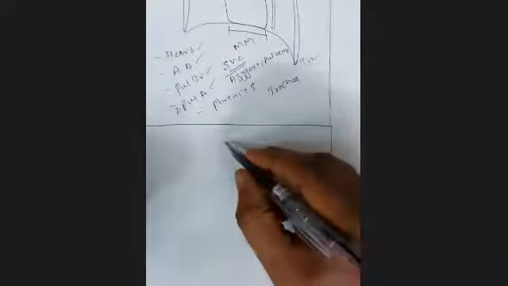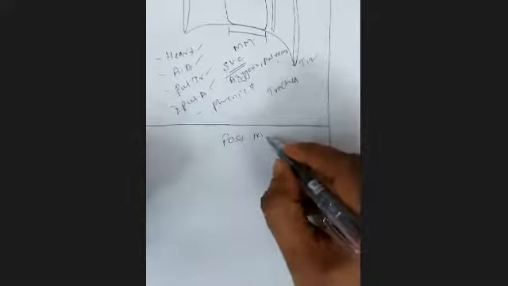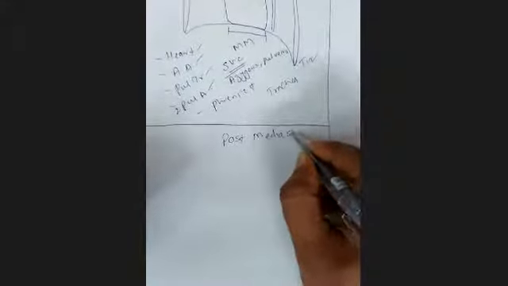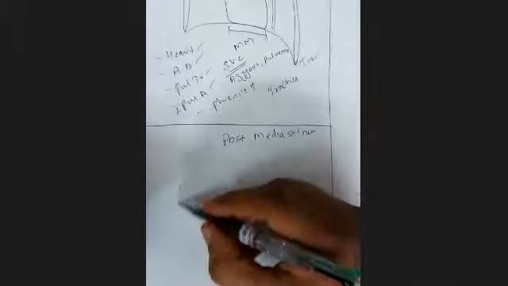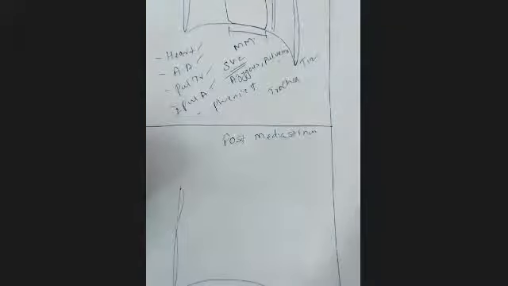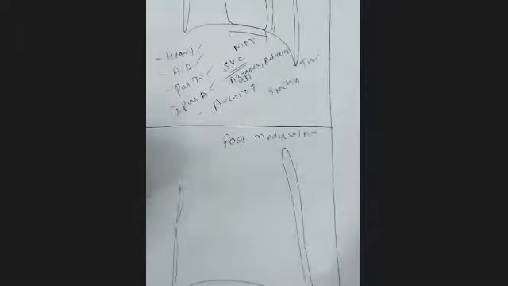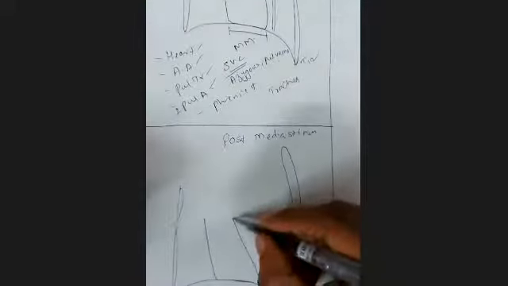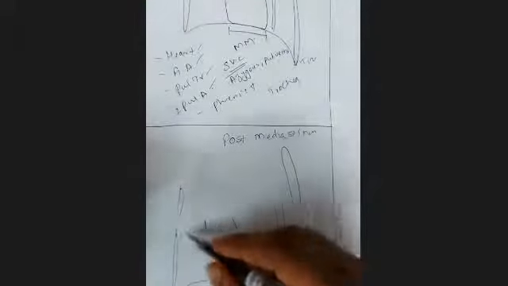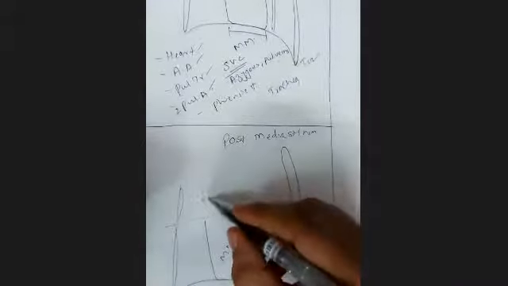Now coming to the next, that is the posterior mediastinum. Again, this is manubrium, this is sternum, this is the diaphragm, and here is the middle mediastinum, that is the pericardium and the heart. Above this is superior mediastinum. This is anterior mediastinum, and posterior mediastinum is here.